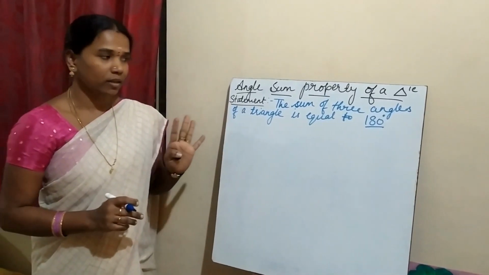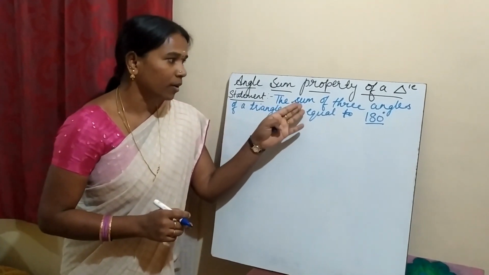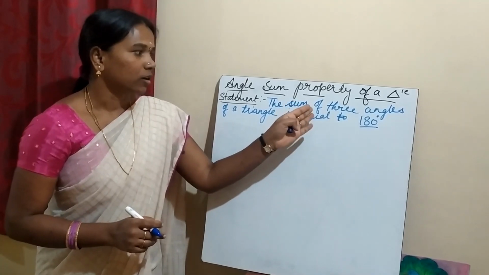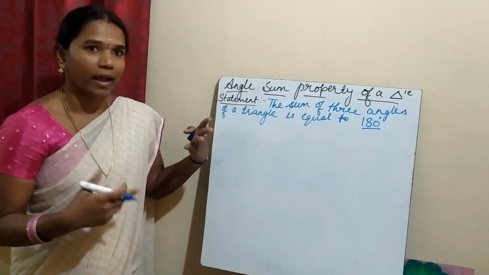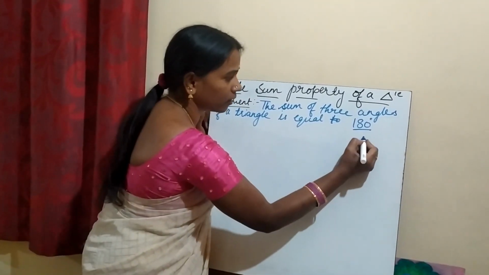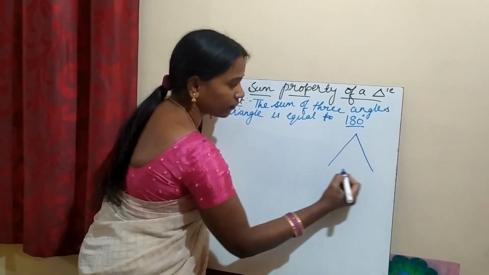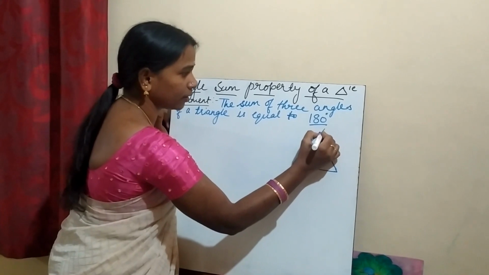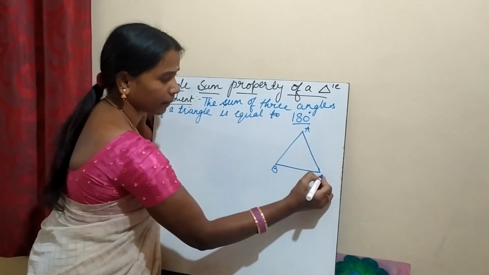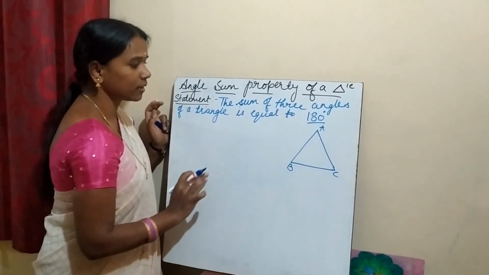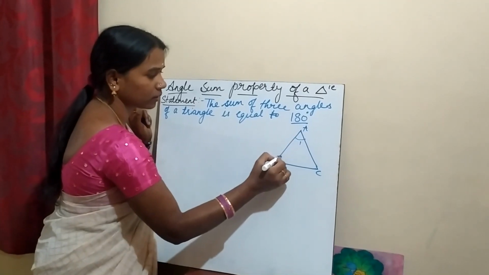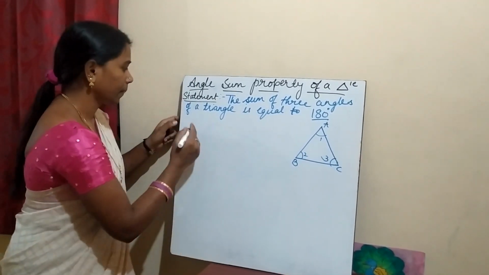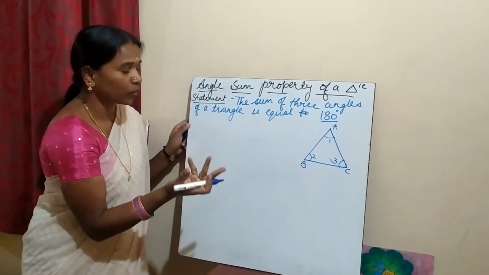So the statement is ready: the sum of three angles of a triangle is equal to 180 degrees. That means the three angles of a triangle are given already. So let's draw a triangle. I'm drawing a rough triangle here and naming it A, B, C. The three angles are ready, so let me label them 1, 2 and 3.